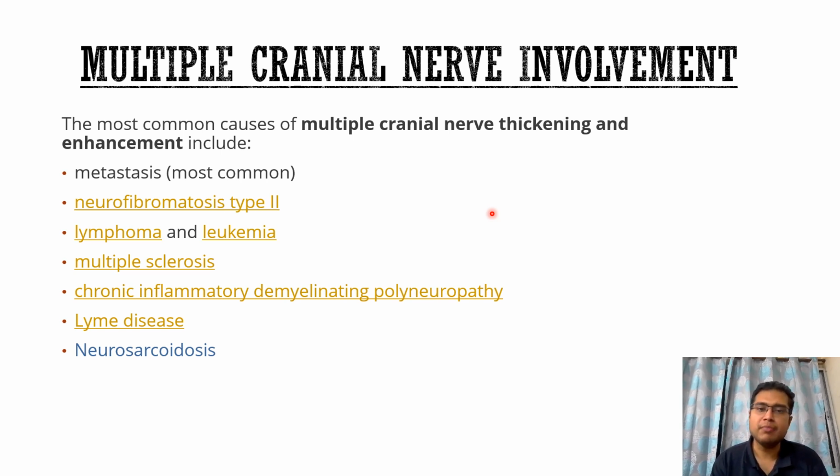Especially if there is multiple cranial nerve involvement, the important differentials to be considered are metastasis, which is the most common one, neurofibromatosis 2, lymphoma, leukemia, multiple sclerosis, CIDP, or chronic inflammatory demyelinating polyneuropathy, Lyme disease, and neurosarcoidosis. So these are the important differentials to be considered in case of multiple cranial nerve enhancement and thickening.